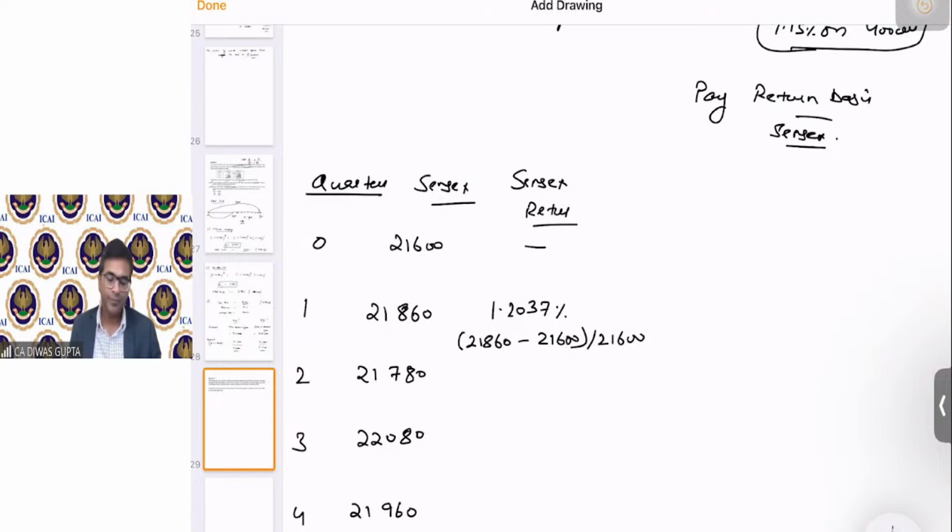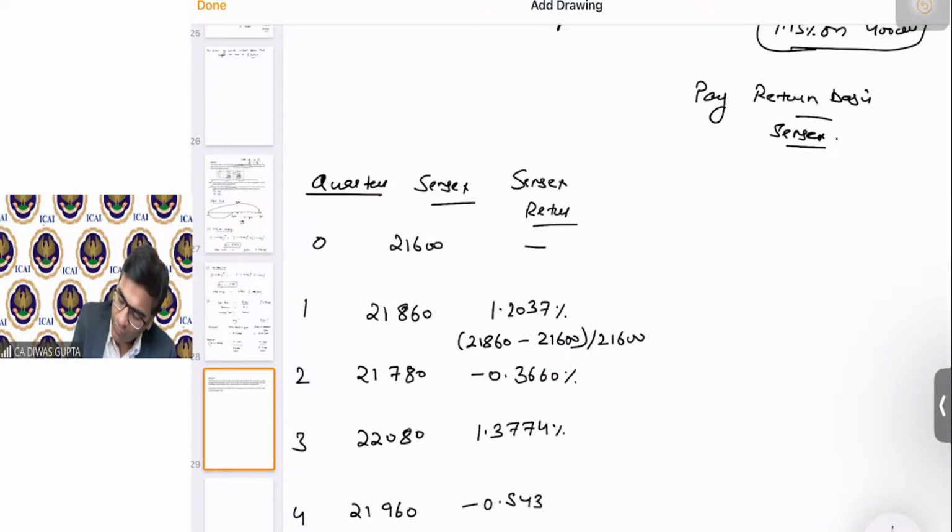In the next quarter, there is a loss now, right? 0.3660 percentage. Correct? In the next quarter, there is a loss, students, because it has gone down. The Sensex returns has gone down. In the third quarter, again, the Sensex returns has gone up. Hence, the gain is 1.3774 percentage. And in the last quarter, which is the fourth quarter, there is again a loss of 0.5435 percentage. Okay.